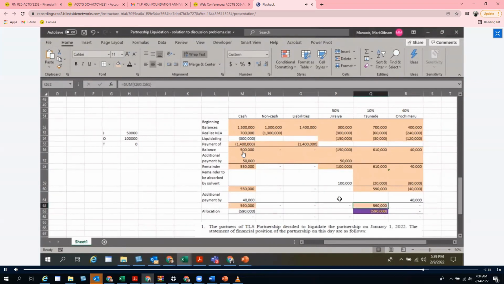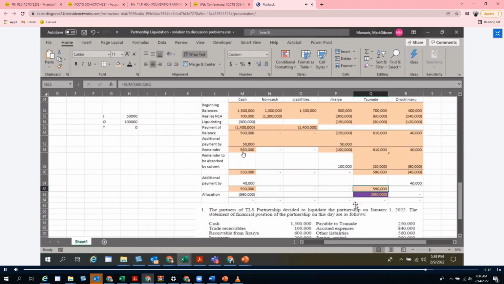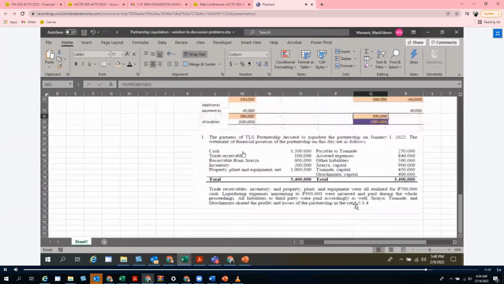So after that, of course, we'll have to allocate the remainder. But this time, there's only one partner left after doing the liquidation steps or processes. So that 590,000 pesos will go to Tsunade.